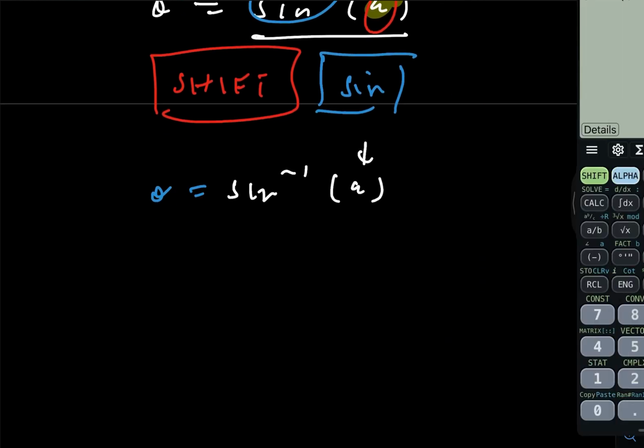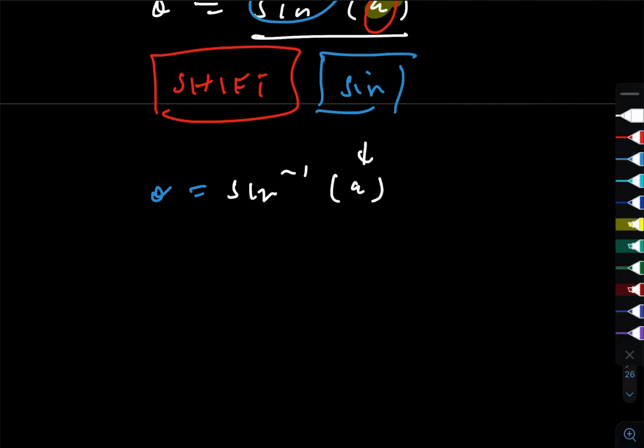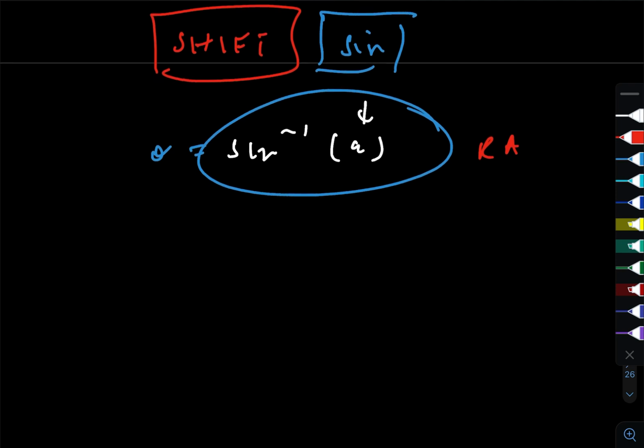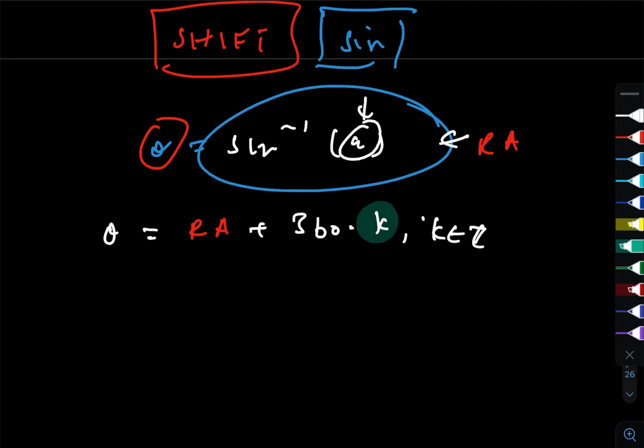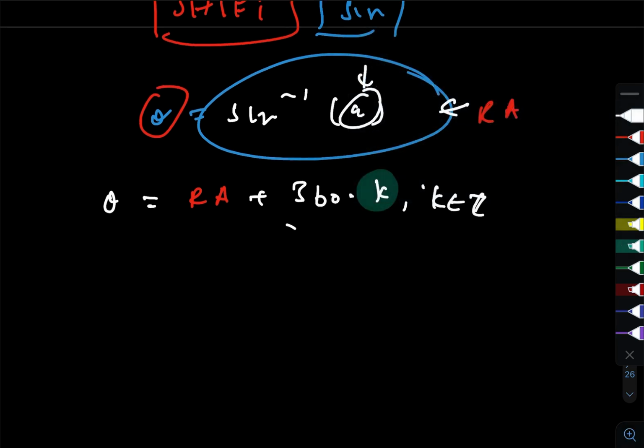So this angle here is not your solution to the angle, but it's what we refer to as the reference angle. It's not the solution for theta, but it is a reference angle. So your general solution is going to be theta equals the reference angle, the number that you got right there by punching shift sine, whatever number they gave you here, plus 360 times k, where k is an element of integers.